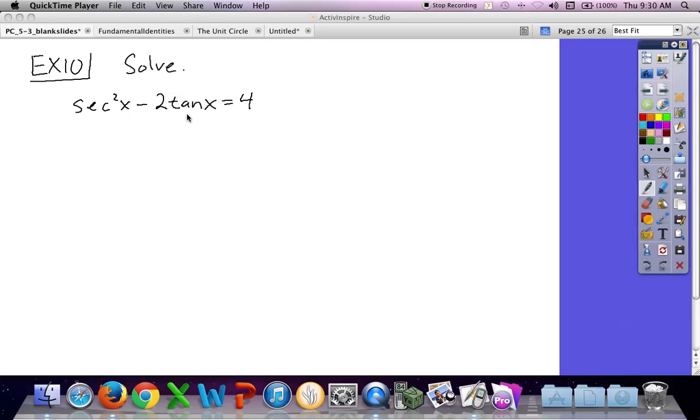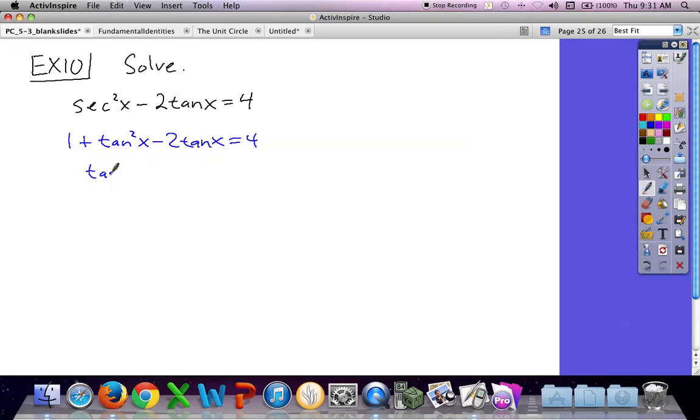So let's write this as 1 plus tan squared x minus 2 tan x equals 4. And now we'll combine like terms, get everything on one side, 0 on the other. Tan squared x minus 2 tan x, and now the 1 minus 4 will be minus 3.